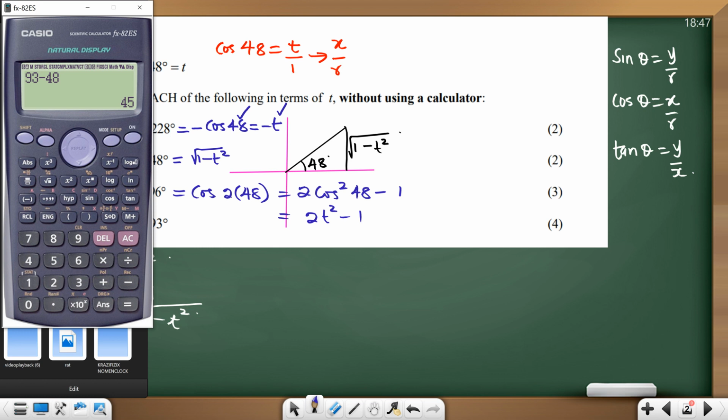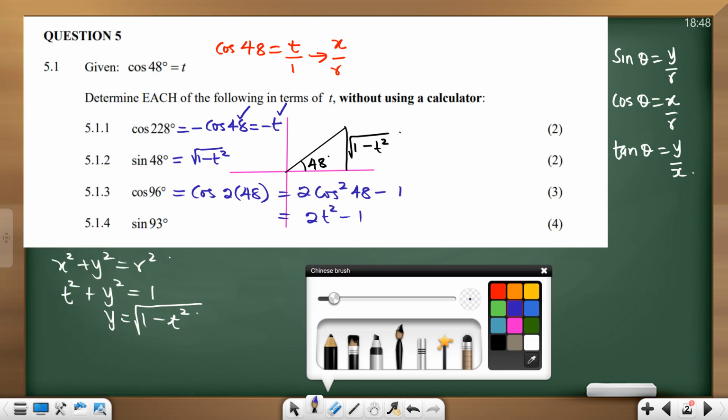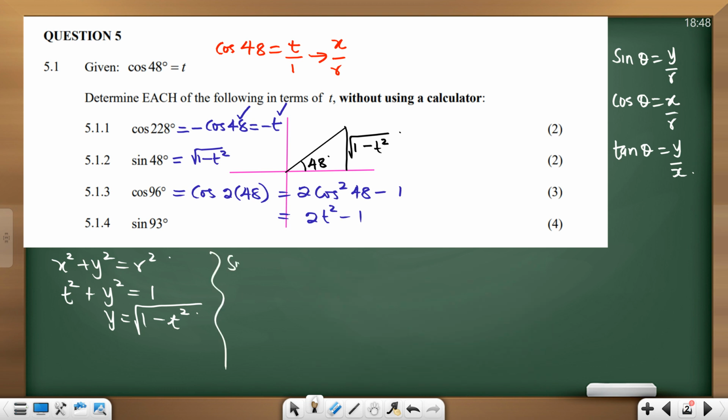Okay? What you are doing is you are trying to quickly see what that 93 has in connection. So the first thing is to check, what do I add to 48 to get 90? You understand what I'm saying? So we said 93 minus 48 is equal to what? 45. What is 45? It's a special angle. So it means I can then write my sine 93 as sine of 48 plus 45.